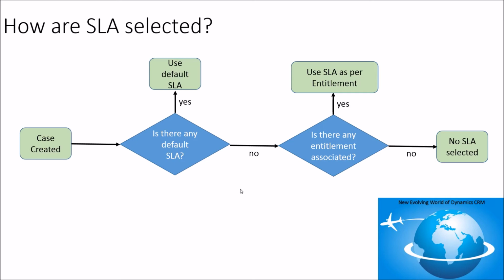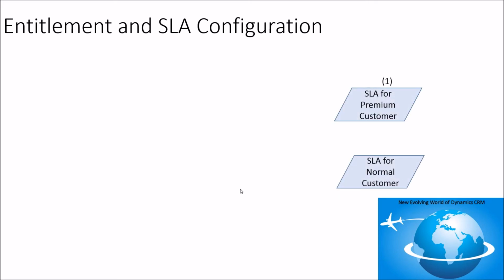Okay, so let's look at the big picture of configuration before we see the demo about it. Okay, so the big picture of configuration is how entitlement SLAs are configured. The first step you perform is you define SLA for both premium and normal customers. So you define SLA for premium customer and say, you know what, this SLA is for 3 hours, boom. And then you define SLA for the normal customer and say this SLA is for 5 hours, right? The simple thing we talked about in the business scenario.